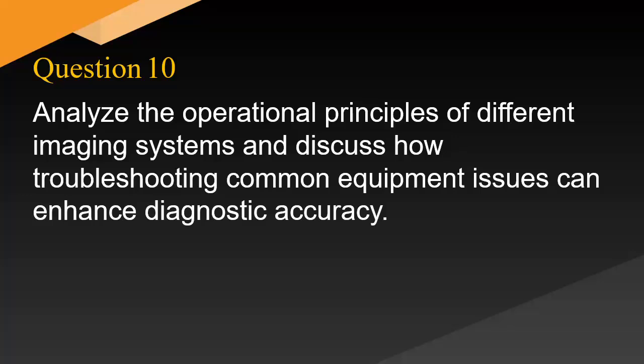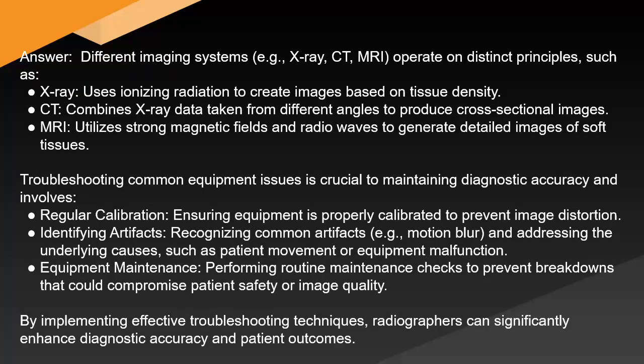Analyze the operational principles of different imaging systems and discuss how troubleshooting common equipment issues can enhance diagnostic accuracy. Answer: different imaging systems, e.g., X-ray, CT, MRI, operate on distinct principles, such as X-ray uses ionizing radiation to create images based on tissue density. CT combines X-ray data taken from different angles to produce cross-sectional images. MRI utilizes strong magnetic fields and radio waves to generate detailed images of soft tissues.